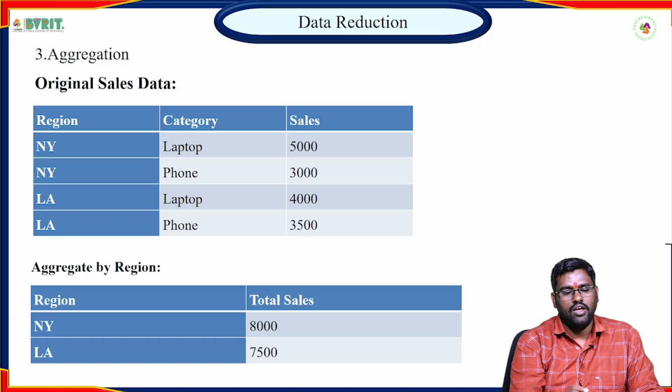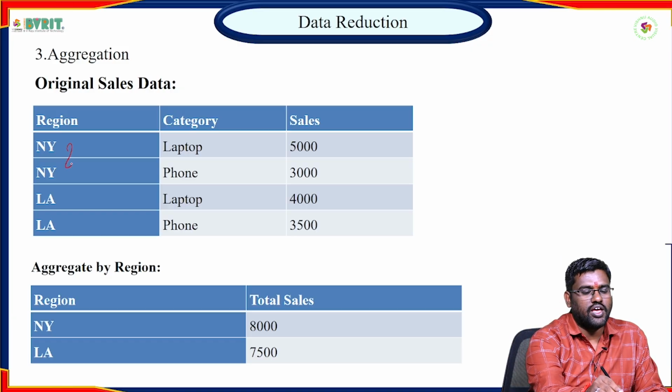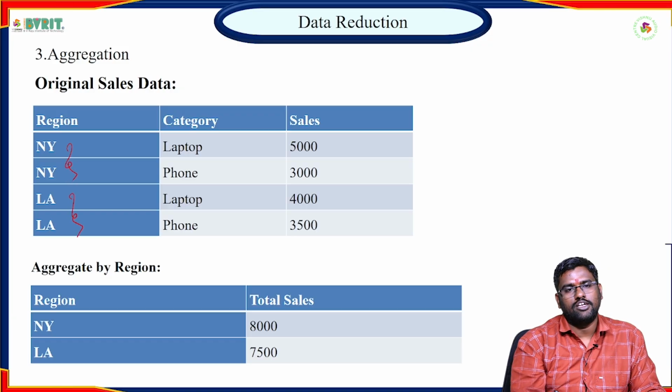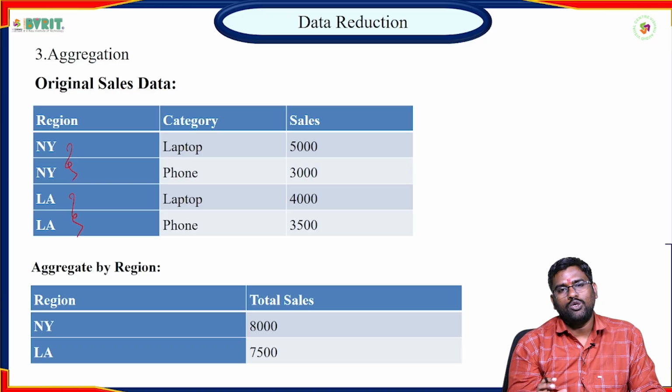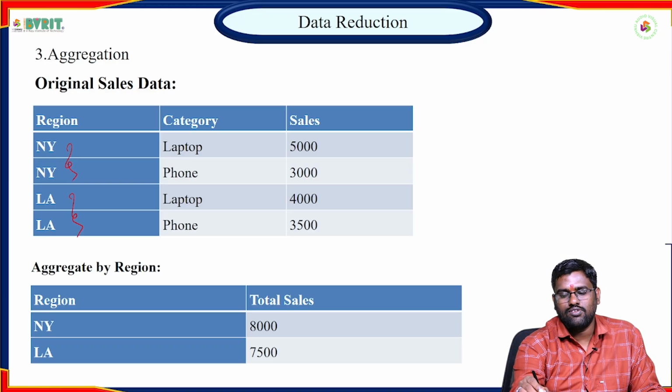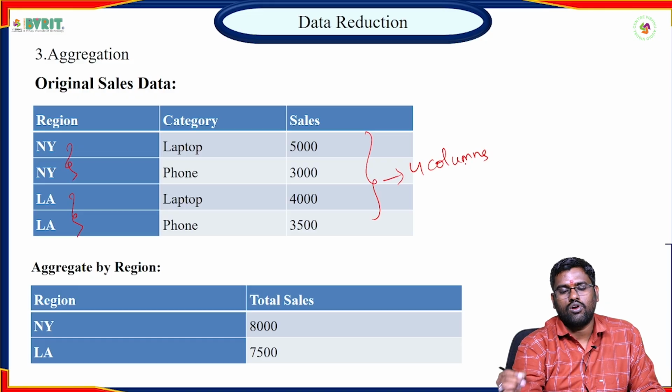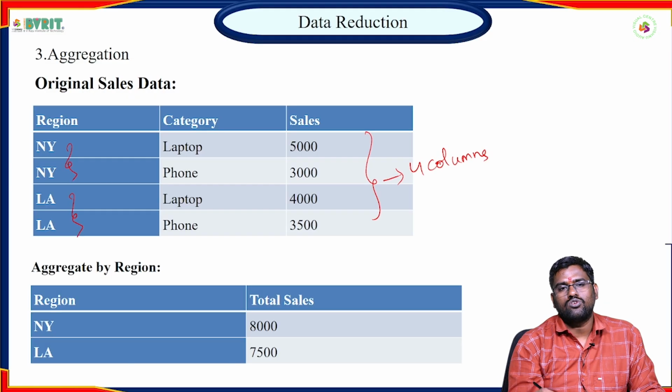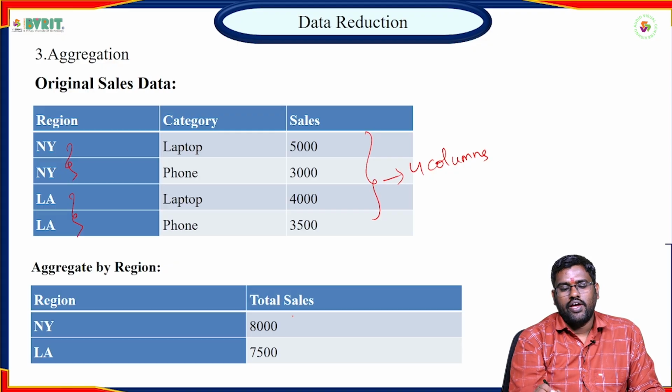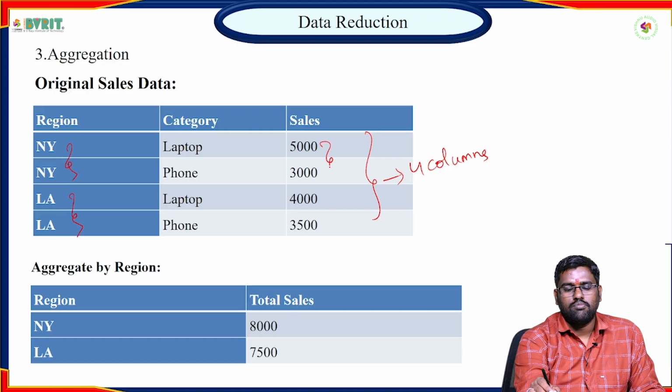So see here, we are having the different regions. Here we are having NY and here we are having LA. So aggregation means we need to reduce the number of rows into a smaller number of rows. Actually, we have a total of 4 rows here. So along with this, we are combining. So NY means we need to combine these two.